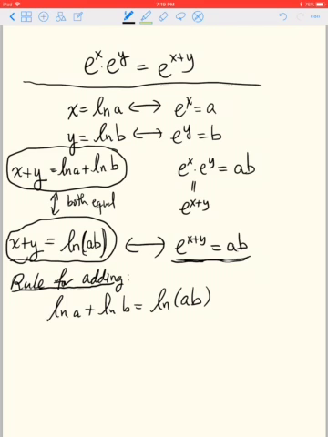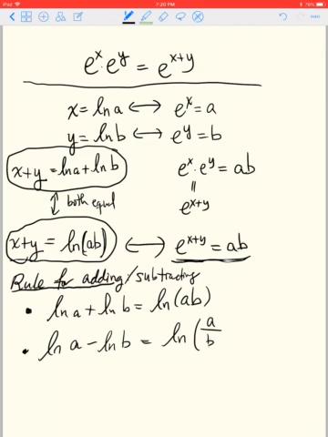So adding. So if I take log a plus log b, that's the same as the log of a times b. And there's another rule for subtracting, so maybe I'll just put them together. The rule for subtracting, which has a very similar derivation, says if I do log a minus log b, that should be the log of a over b. Okay. So these are important rules to know and to be able to use.